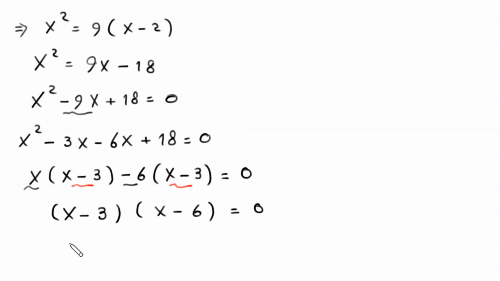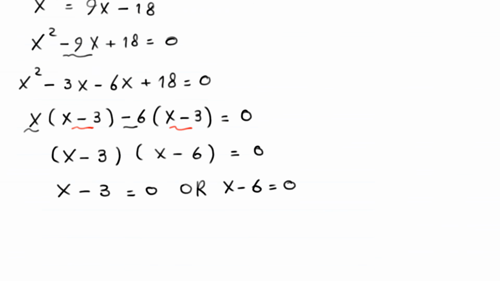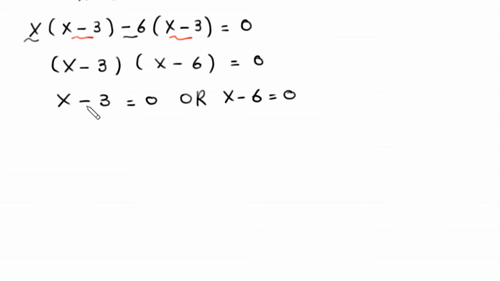From here either this expression x minus 3 is equal to 0, or this expression x minus 6 equal to 0. From this equation we get the value of x is equal to 3, and from this equation we get the value of x is equal to 6. This is first value of x and this is second value of x. So from this case we get two solutions, 3 and 6.